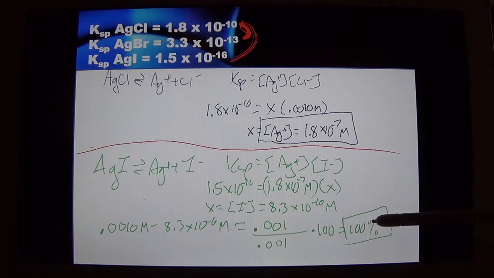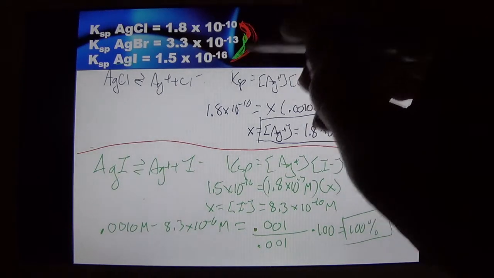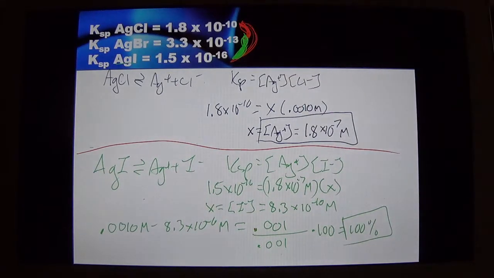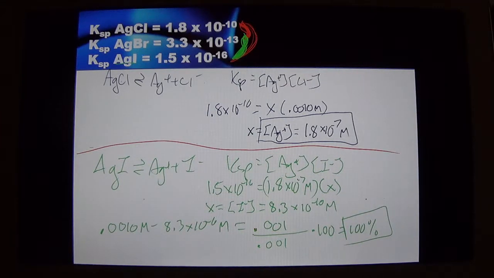To calculate this to any more significant digits, sure, you could do it. It'd be like 99.999992 or something like that. Again, to two significant digits, we have 100%. Now, I told you earlier, based on the value difference here, and it's 1,000 times difference, we would expect this one to have been higher. We would expect more to have precipitated out.